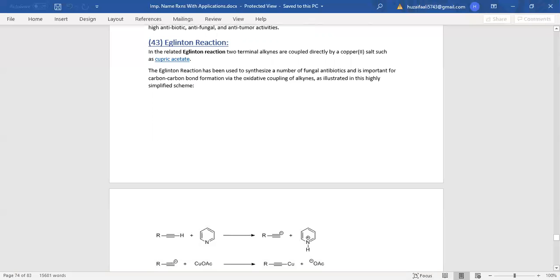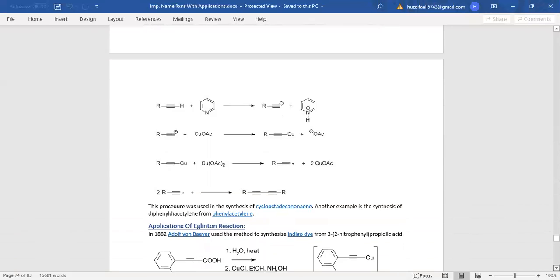Eglinton reaction. In the related Eglinton reaction, two terminal alkynes are coupled directly by a copper(II) salt such as cupric acetate. The Eglinton reaction has been used to synthesize a number of fungal antibiotics and is important for carbon-carbon bond formation via the oxidative coupling of alkynes, as illustrated in this highly simplified scheme.